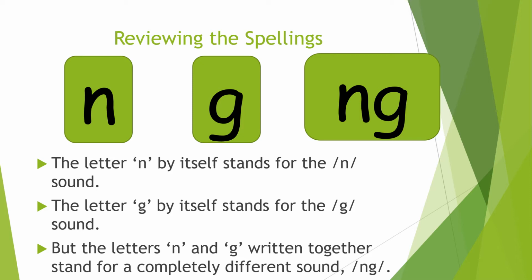The letter N by itself stands for the n sound. Say n. The letter G by itself stands for the g sound. Say g. But the letters N and G written together are a digraph, and those two letters make one completely different sound. That sound is ng. Say ng. Good job.